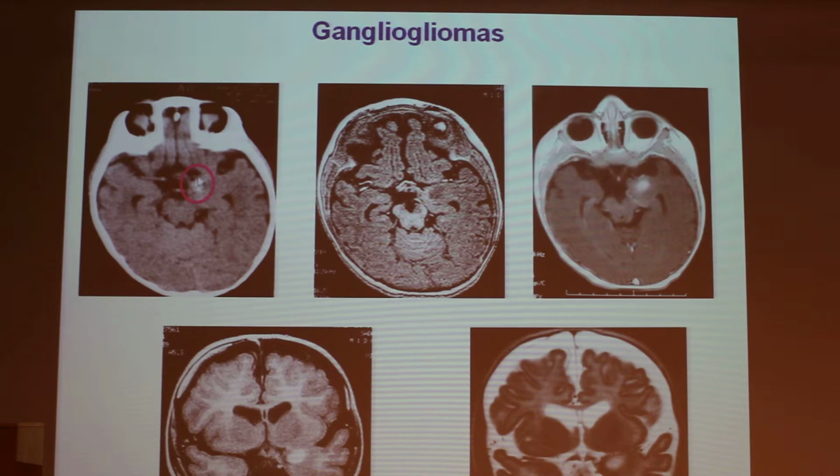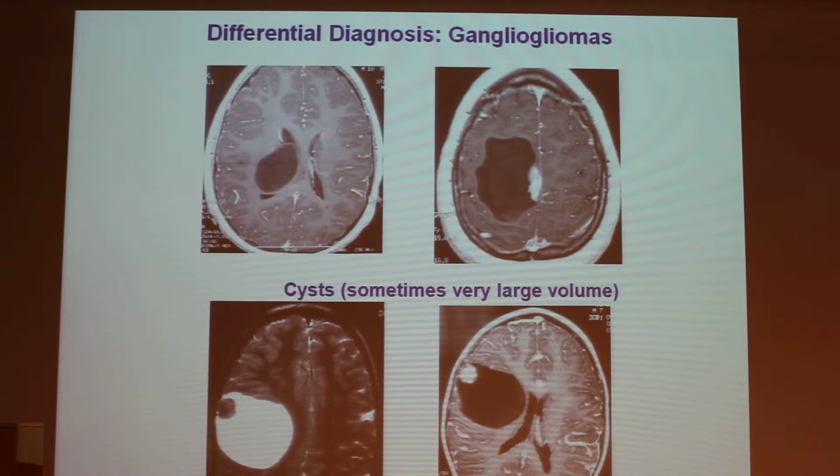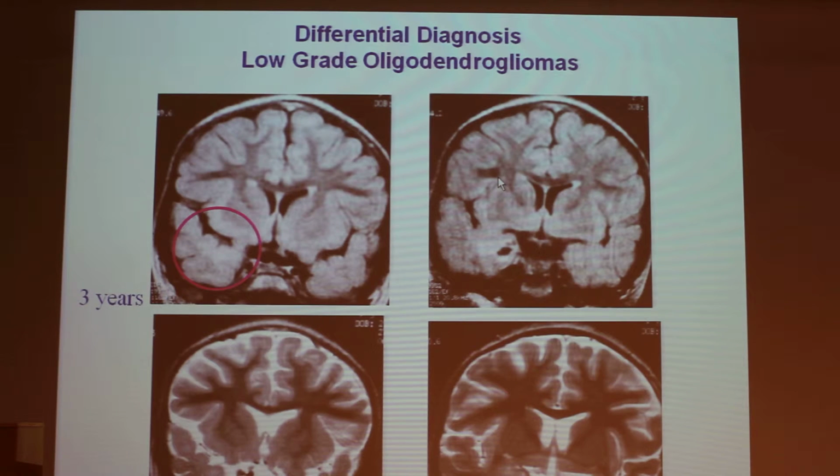Here, the CT scan with calcification, and hypointensity on T1, an enhancement, hyperintensity on T2 and FLAIR. Here you have another ganglioglioma with a very big cyst. So another differential diagnosis is the low-grade oligodendrogliomas, but it is very rare and difficult in children. You have a blurring, and you could say that it is a dysplasia.